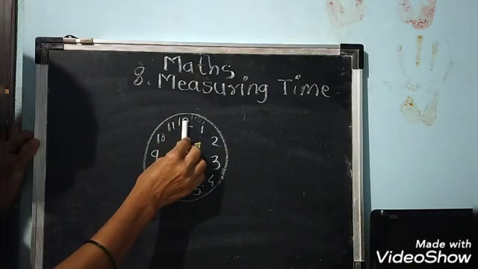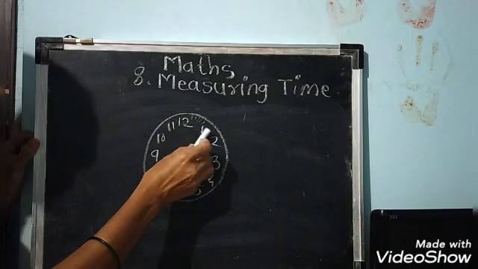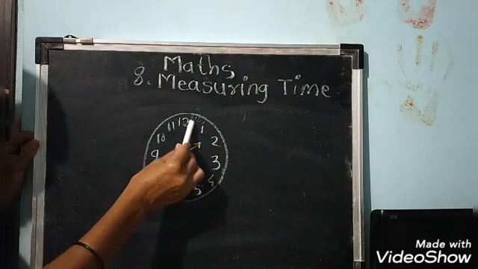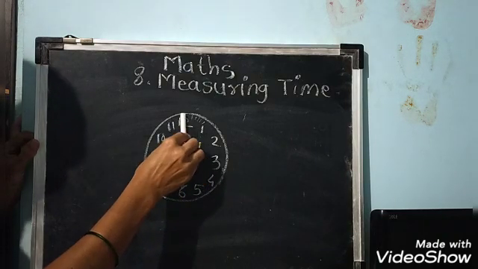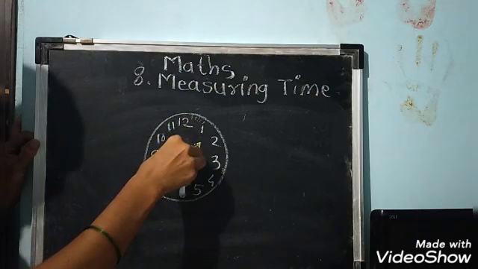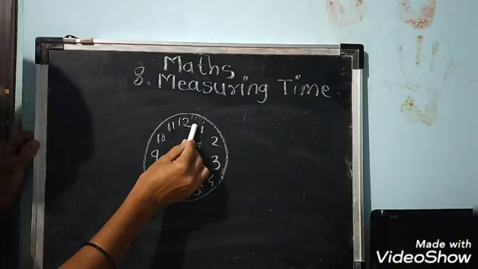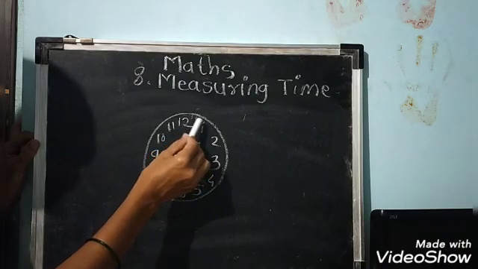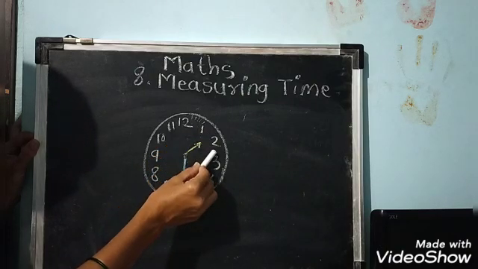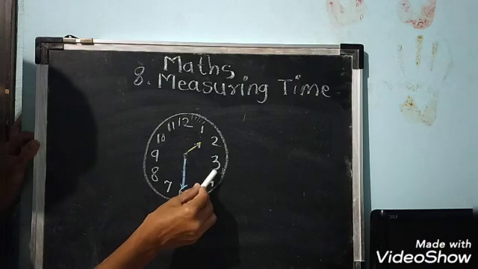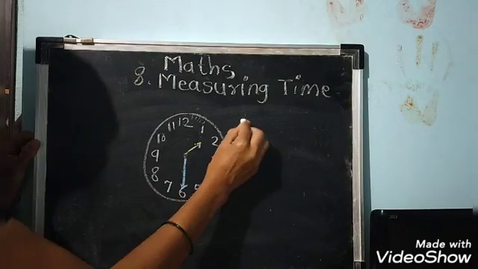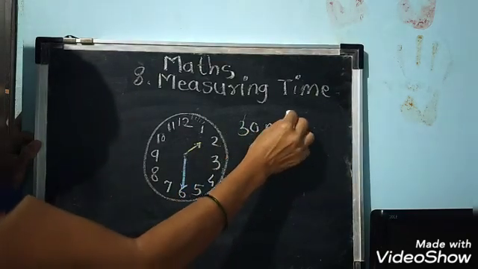So minute hand came from 12 to 6. Then how many minutes are there? Can you tell? See here 5. From 12 it has come to 6. So you have to find the minutes. 5 here, 1, 2, 3, 4, 5. In these two numbers, 5 lines, that means 5 minutes. 5 plus 5, 10 plus 5, 15 plus 5, 20 plus 5, 25 plus 5, 30. That means 30 minutes. It is about minutes.